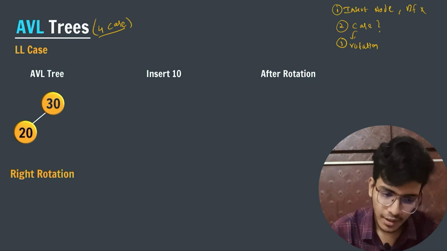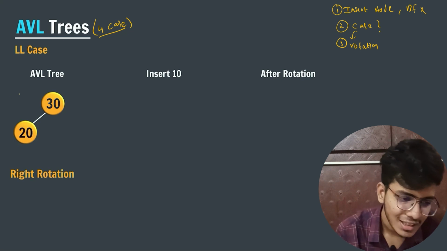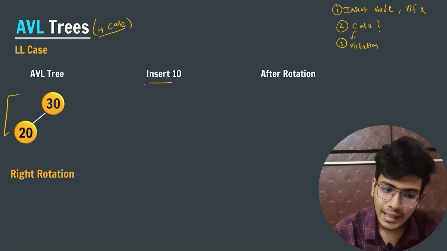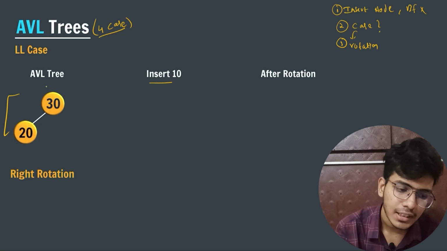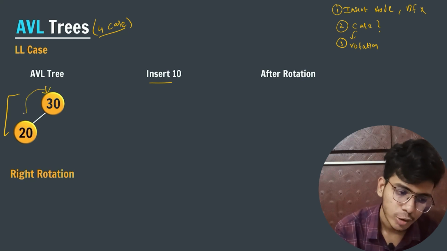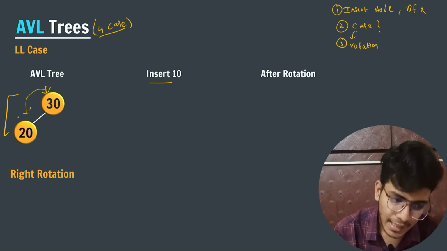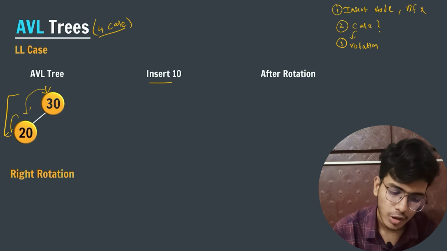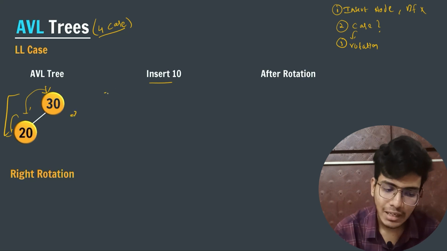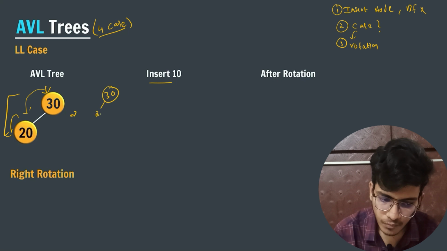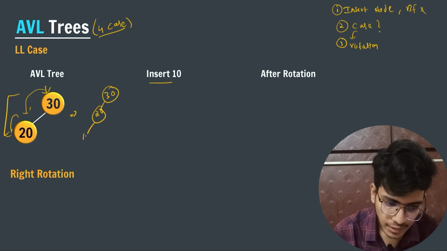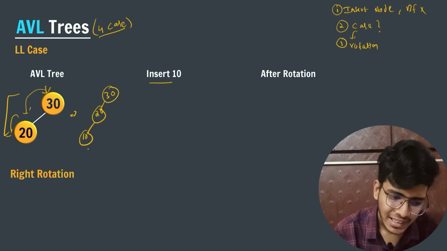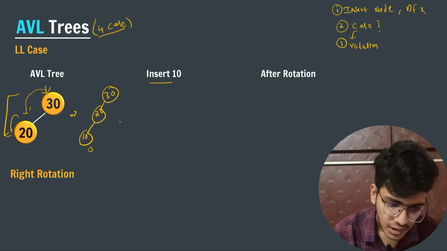Now let us try to make this. Here this is my AVL tree, and I need to add 10. You can see that 10 is less than 30, so it will come on the left side, and 10 is less than 20, so it will come on the left side again. So my tree will become 30, 20 and 10. And here you can see that the balancing factor is 0.